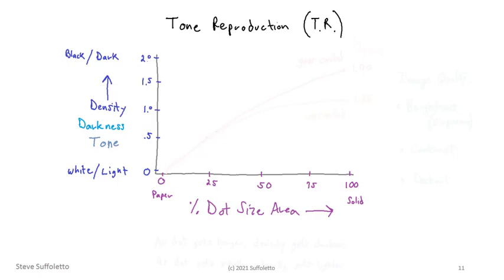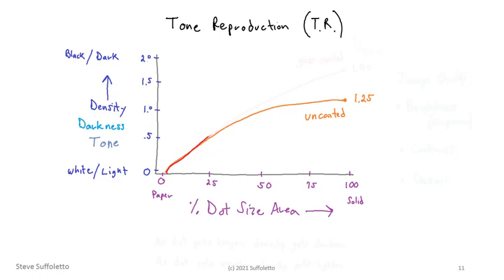D for density, D for darkness, it's the tone. So at the bottom is 0, which is white or light, and at the top is black, which is dark, and we'll max out at 2.0. So if we measure the density of the dots, you get a curve here, and that curve is bent. It's curved, it's not a straight line.